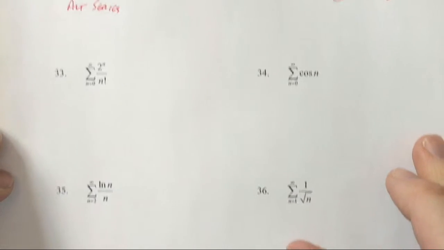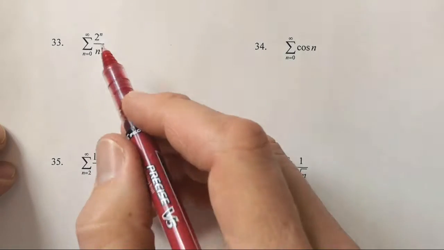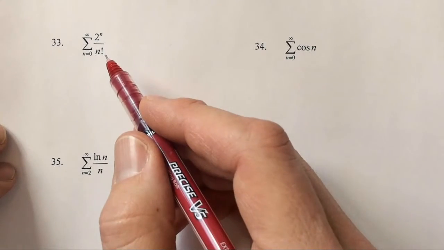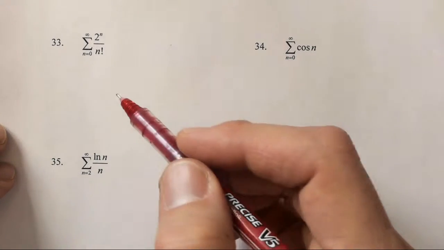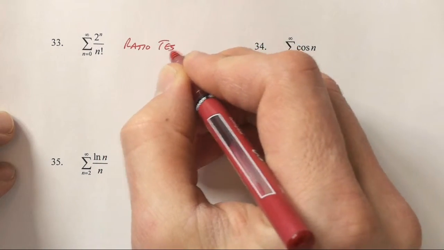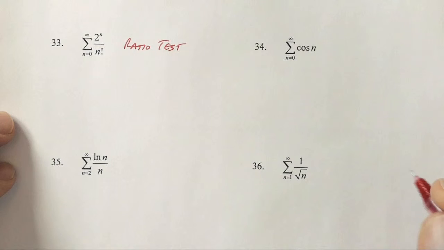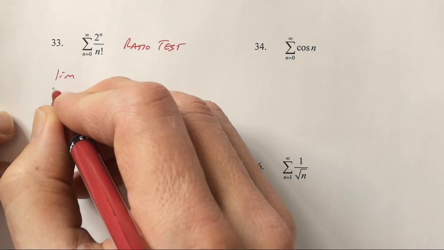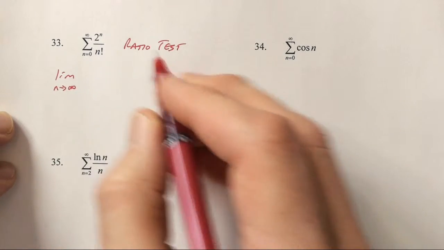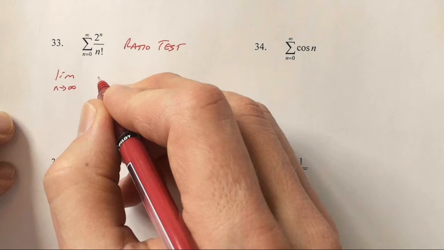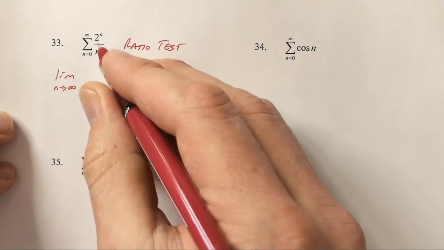With 33, we see exponential functions and factorial. When these come into play, quite often we're looking at a situation where we want to use the ratio test. This is a powerful one and one which helps us out the most. So in this situation, we have the limit as n approaches infinity. We have to take the n plus 1th term and divide it by the nth term, which means we're going to multiply it by the reciprocal of the nth term.